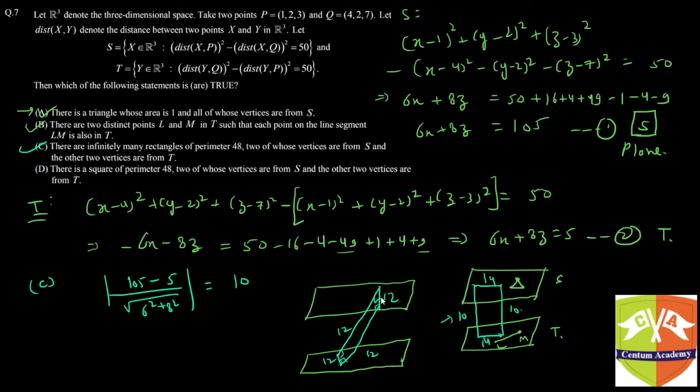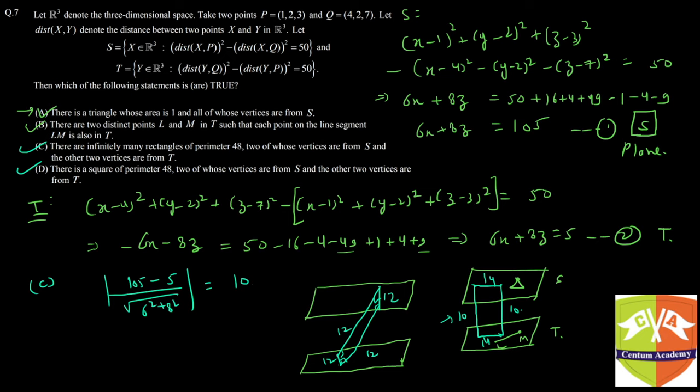Now the problem would occur when the side of the square was less than 8, that would not have been possible. But here any side greater than the distance between the planes, any side square is possible. So D is also true. So the correct answer is all of these, option A, B, C and D.